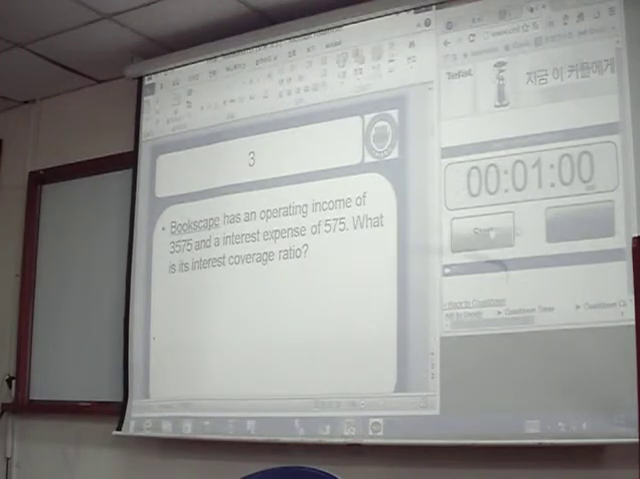Question number three. Bookscape has an operating income of $3,575 and an interest expense of $575. What is its interest coverage ratio?